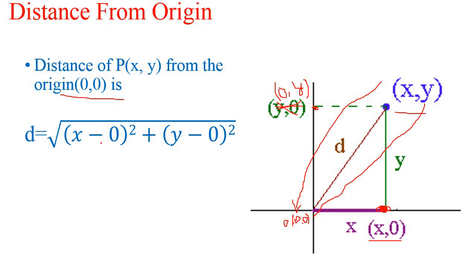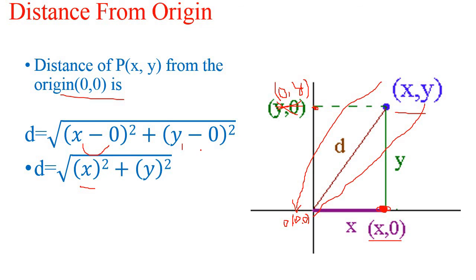Next, let us simplify. The distance formula is d is equal to the square root of x minus 0 whole square plus y minus 0 whole square. x minus 0 is x only, so x square, and y minus 0 is y only, so y square. So the distance of a point P of x comma y from the origin is given by d is equal to square root of x square plus y square. This is the formula used to find the distance of a point from the origin.